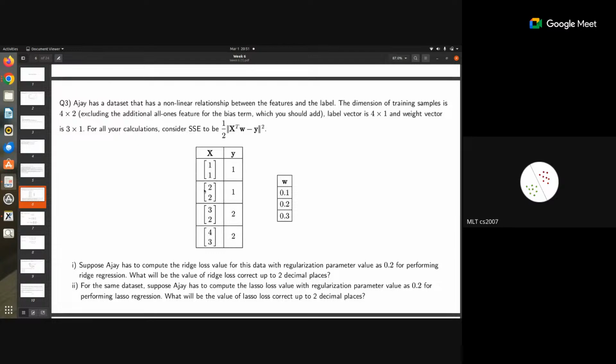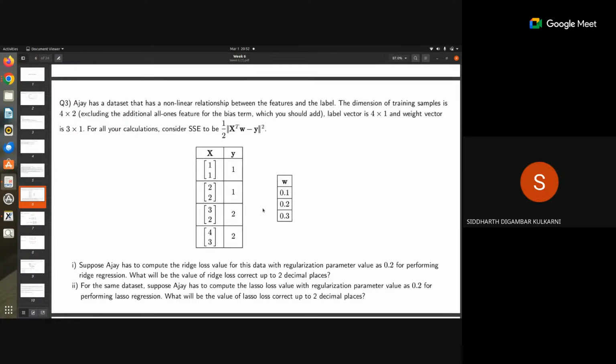The dimensions of the training samples is 4 cross 2. What does that mean? So four samples are there and two features are there, right? So you can see here in the data set, how will your X matrix look like? 1, 2, 3, 4, and 1, 2, 2, 3. Two cross four, right? Will it be 2 cross 4 or 4 cross 2? Two rows and 4 columns, right, sir?